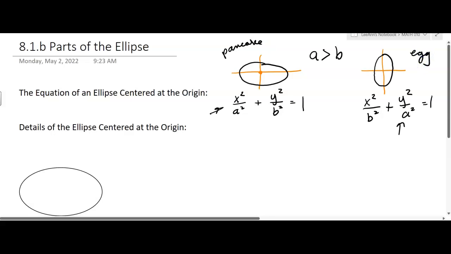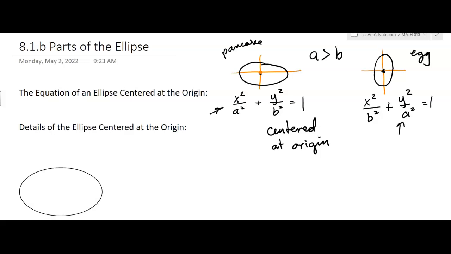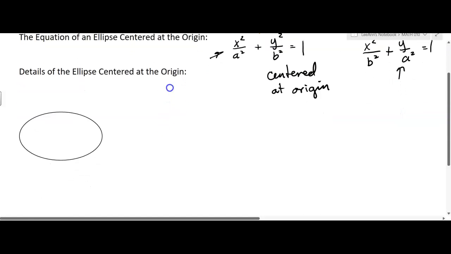Okay, but they're ellipses, and that's a picture of an ellipse. And both of these are centered at the origin, the point where the axes are crossing. And you might say, well, what if a equals b? That's the case where it's a circle. Okay? All right, now we're going to go into the details of what everything is called.